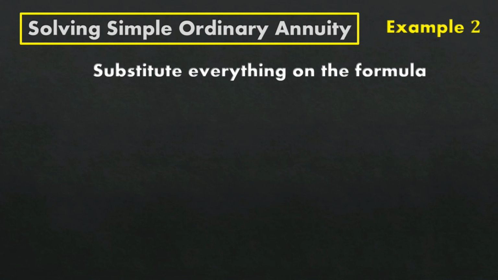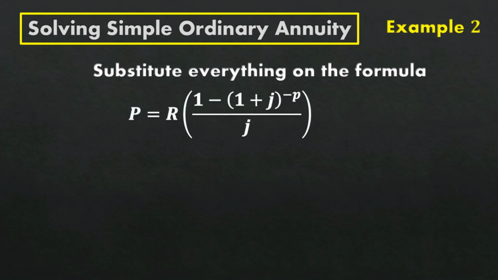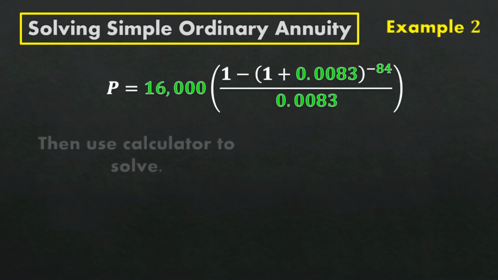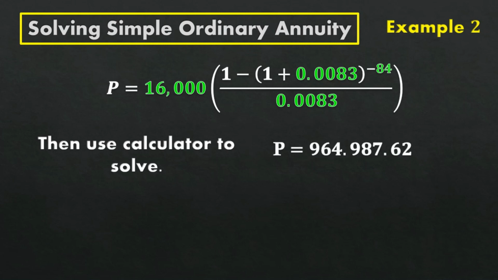Substitute everything in the formula, and that will be P is equal to R times 1 minus parenthesis 1 plus J raised to negative P all over J close parenthesis. When you substitute that, this will be the value. Then from here, you can use a calculator to solve, and that will become 964,987.62. That's not a point, that's a comma, 964,987.62.